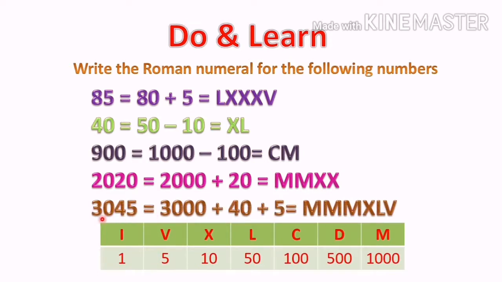Now we have 3045. First you split and write 3000 plus 40 plus 5. How do we write 3000? Repeat M 3 times, so M, M, M. How do we write 40? 40 is XL. Then for 5, we are writing V. So the answer is M, M, M, XL, V.